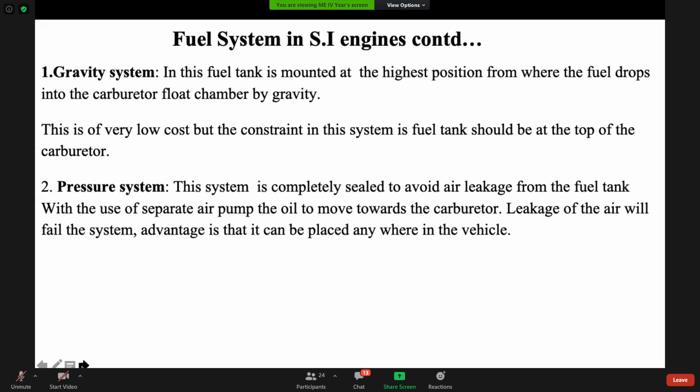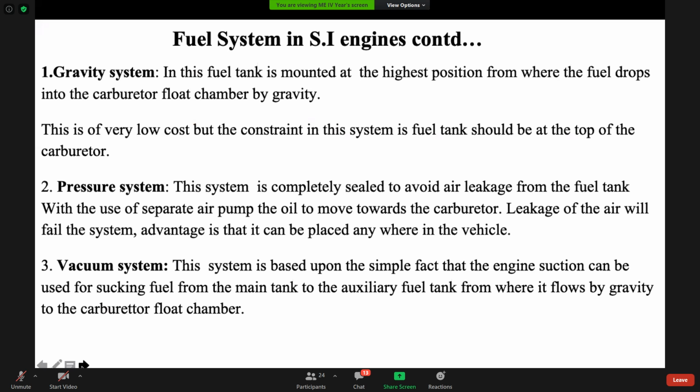Second is your pressure system. In this system, the system is completely sealed to avoid any air leakage from the fuel tank. With the use of a separate air pump, the fuel is forced to move toward the carburetor. Leakage of air will fail the system. Advantage is that the tank can be placed anywhere in the vehicle.